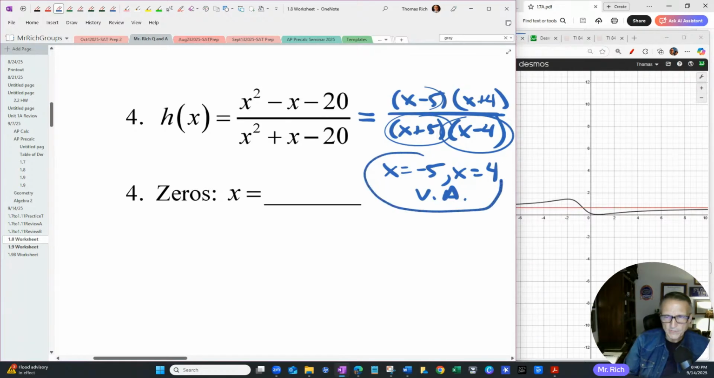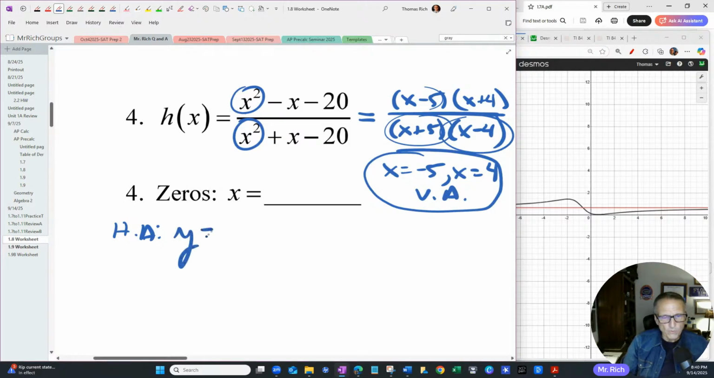We'll make a sketch of this on our own, and then we'll verify it over in Desmos. We also know in terms of horizontal asymptotes that we have the same degree on the top and bottom. I got x squared. So that means I'm going to have a horizontal asymptote at the ratio of their coefficients, and that would be 1/1, or y equals 1.